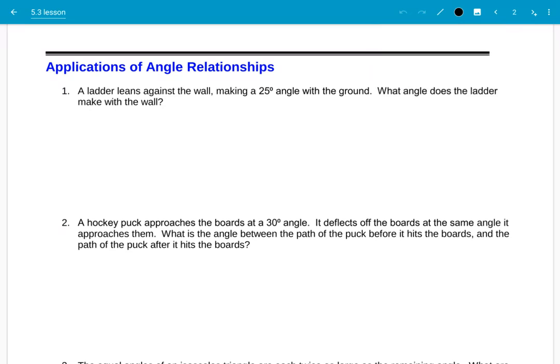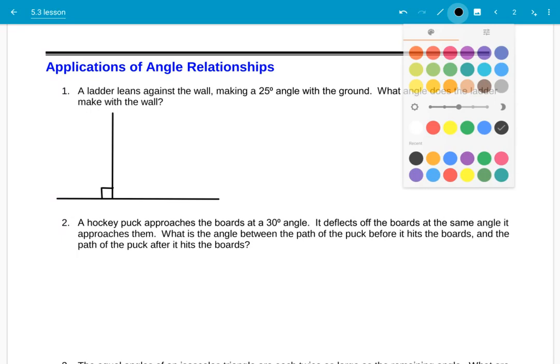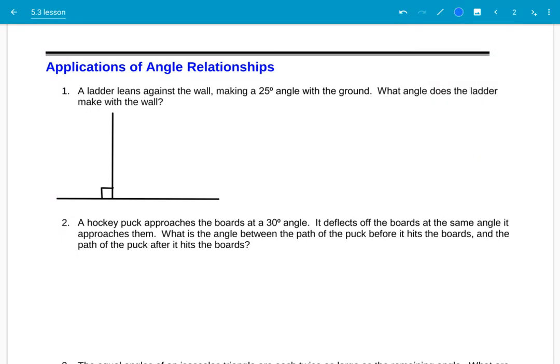So what do you start with? Always, if you can, start with the ground if there's ground. So let's draw the ground. Walls, unless something says otherwise, are always perpendicular to the horizontal or to the ground. Okay. Now, it says that the ladder is making a 25-degree angle with the ground. This is actually ridiculous, isn't it?